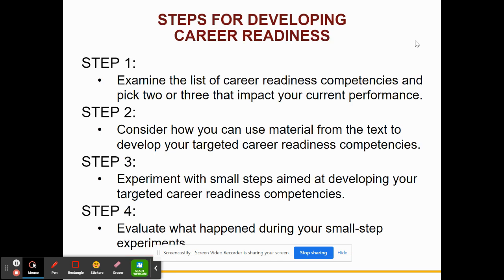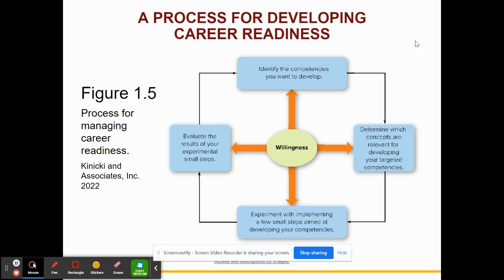Steps for developing career readiness. So step 1, examine a list of career readiness competencies. Pick 2 or 3 that impact your current performance. Step 2, consider how to use material from the text to develop your targeted career readiness competencies. Step 3 is experiment. Step 4, evaluate what happened during your experiments. And then we have figure 1.5 here, a process for developing career readiness. And you guys can see there what it's asking of you in terms of developing career readiness.